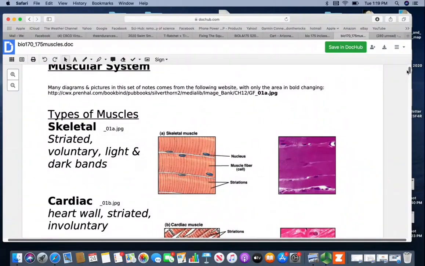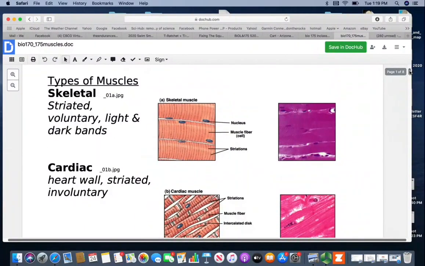So with our muscular system, we have three types of muscle: skeletal muscle, cardiac muscle, and smooth muscle. Your skeletal muscle is striated in appearance, which means it's striped. If you look at these pictures here, you can see the light and dark bands, and it's under voluntary control, meaning you have conscious awareness of when it is contracting.